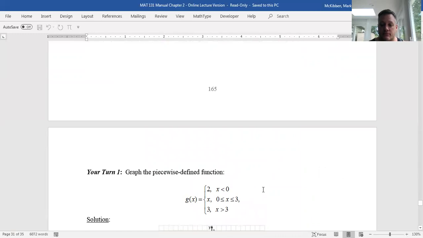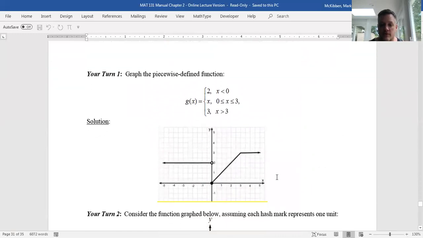All right, so this is the graph that you should get. Notice that it's the constant 2 to the left of 0. So here's the constant 2. I put an open circle at 0, 2, because I'm not including x equal to 0 as an input on that part of the graph.